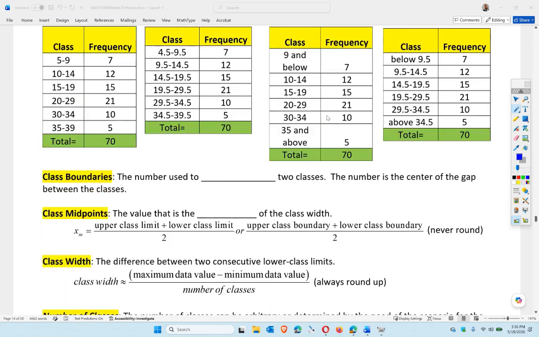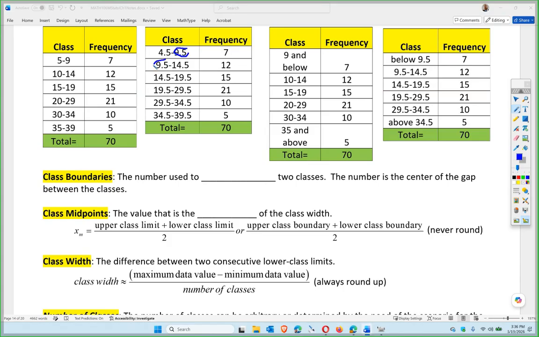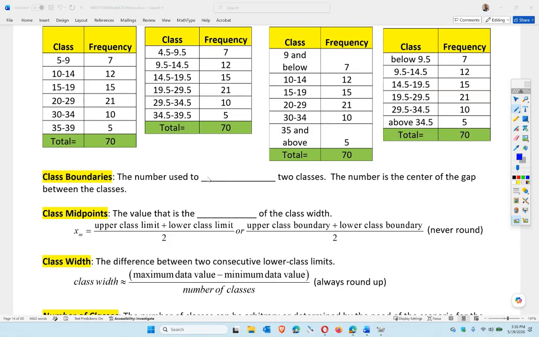Okay, so the class boundaries. So clearly here, 9.5 is a class boundary, right? So that's the number used to separate the two classes.